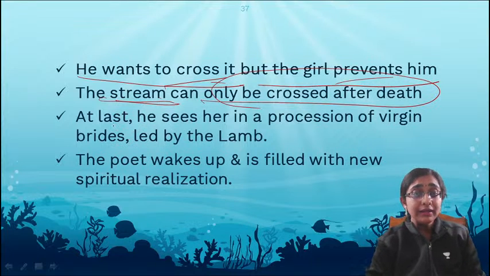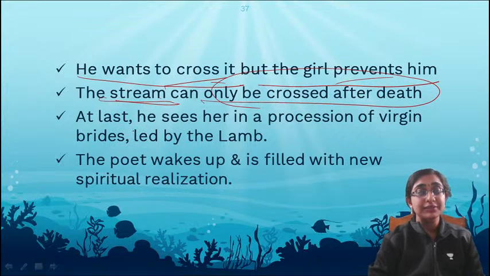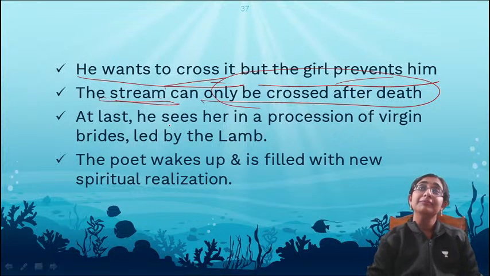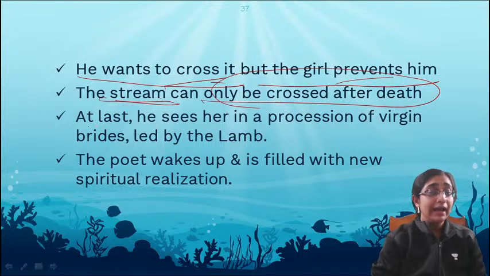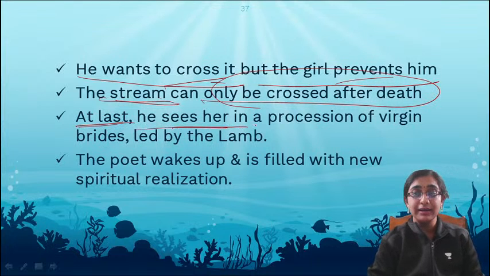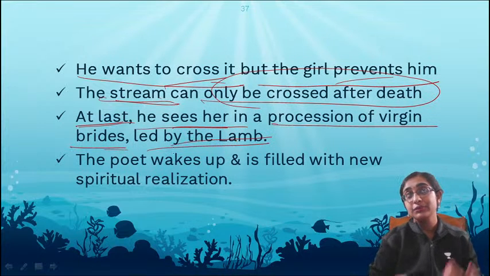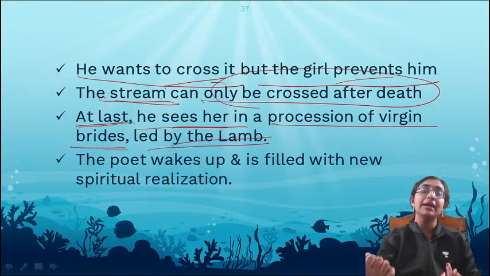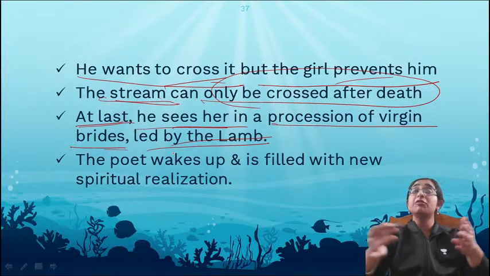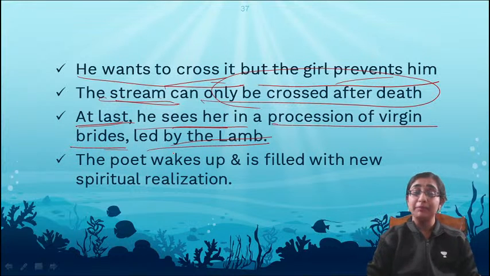The poet feels sad, but the girl assures him that she is very happy in her heavenly life, and at last the poet sees her in a procession of virgin brides led by the lamb. So the poet visualizes that his daughter is again going to heaven in a procession of virgin brides led by the lamb. Lamb, you all know, in the Bible, in Christianity, the lamb is considered to be a representative of Jesus.